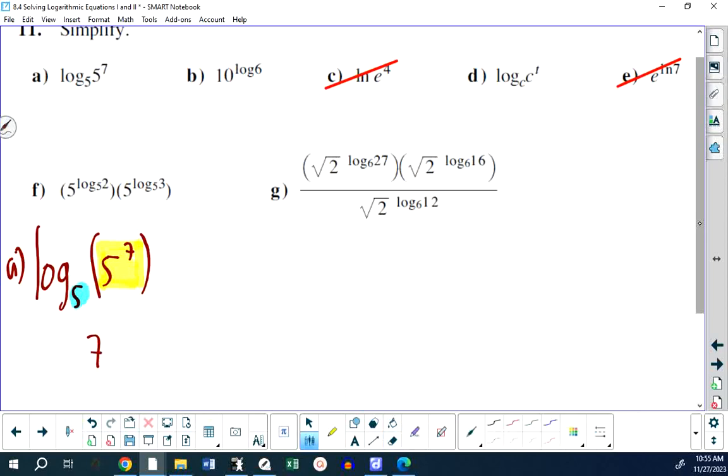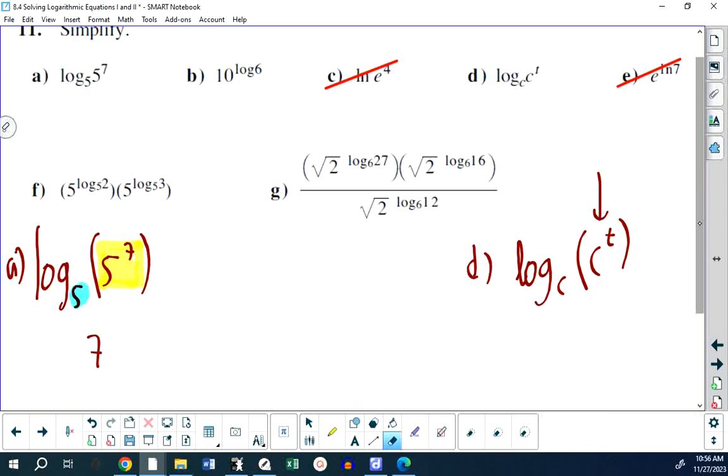What about D? Well, D is saying, to what do I raise this c to get this entire c to the t? And the answer is t. Unfortunately, this is different. B is really different. So let me write it out for us.